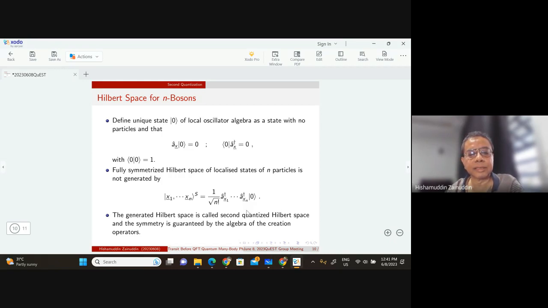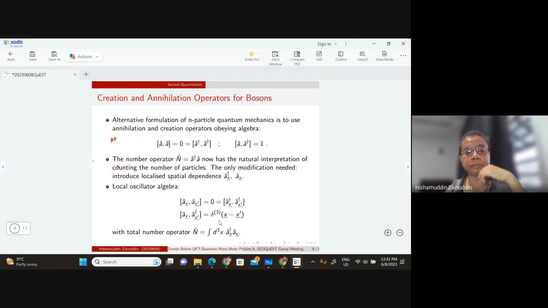is sometimes called the second quantized Hilbert space. In this case, it's for the bosons. How do you get that fully symmetric version of that state? It is because your creation operators obey the previous algebra. That guarantees the necessary permutation symmetry of your n-particle state.